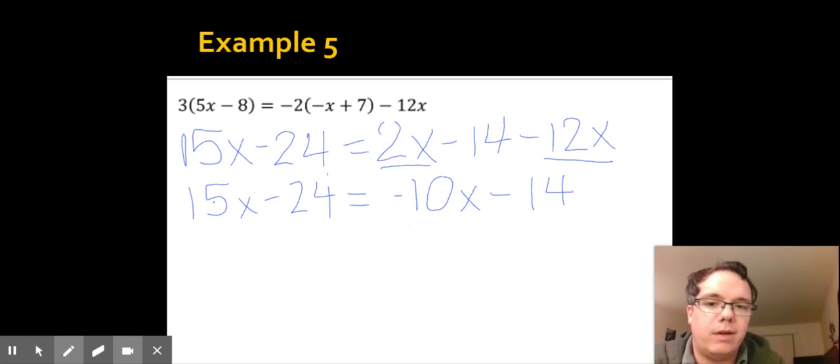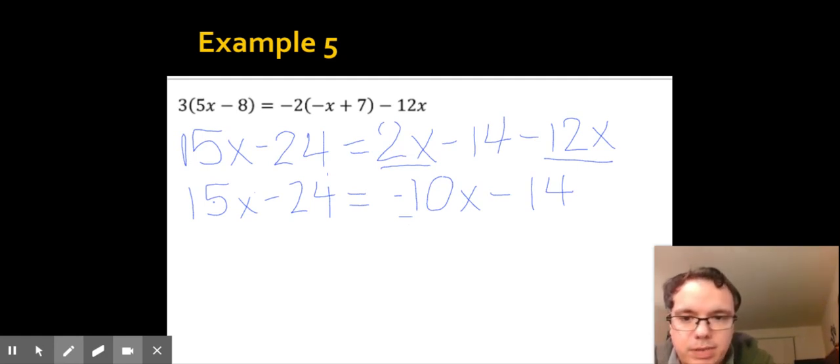All right, so now I have no like terms, no parentheses. So is the variable on the same side? Nope, it's on both sides. So I have 2 choices. I can subtract the 15x, or since this is a negative 10x, the inverse of that would be adding 10x to both sides. That is what I'm going to do because that's going to keep my coefficient positive.